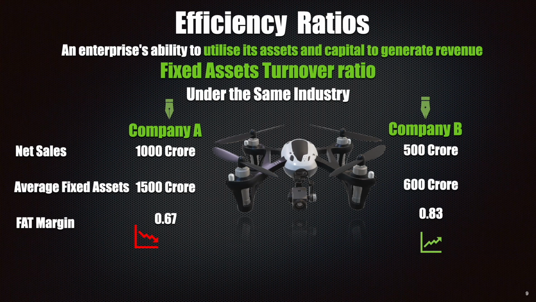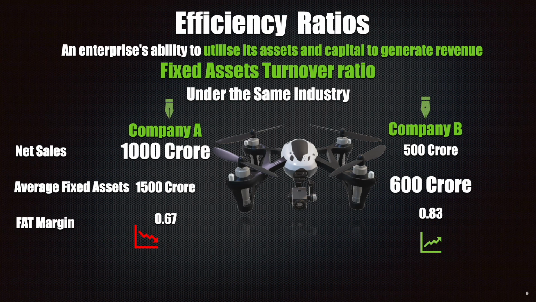So let's understand this with an example. Company A having a net sales of 1000 crores as against its fixed asset of 1500 crores. That means its FAT, that is fixed asset turnover, is 0.67. However, company B is having a net sales of 500 crore as against its fixed asset of 600 crores with a FAT of 0.83.